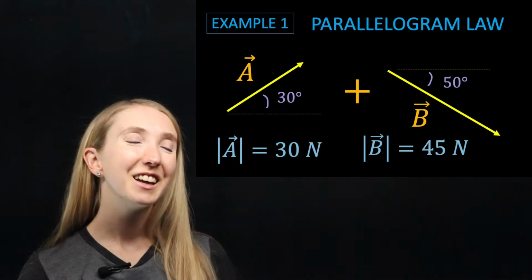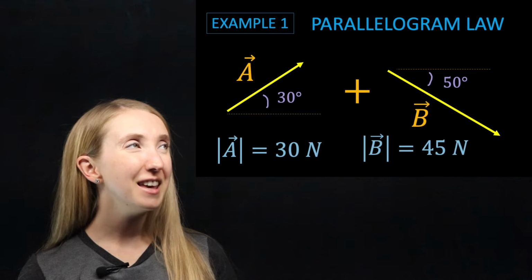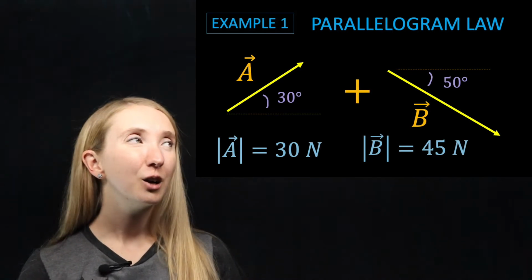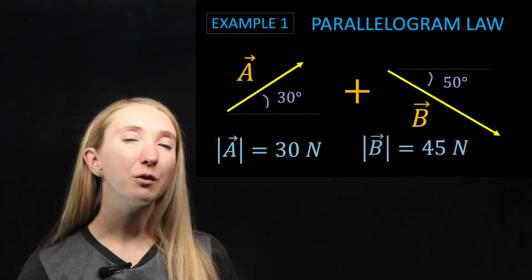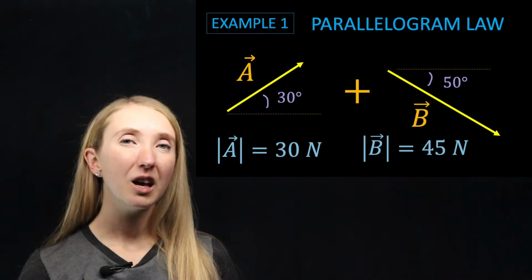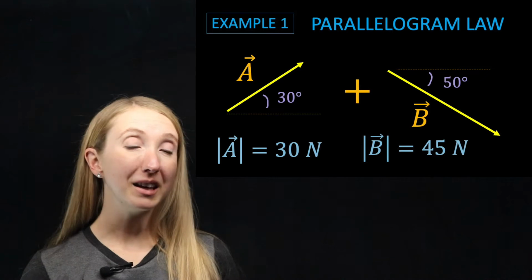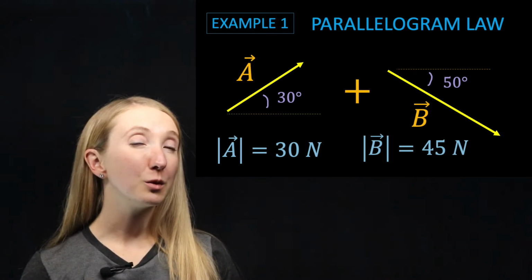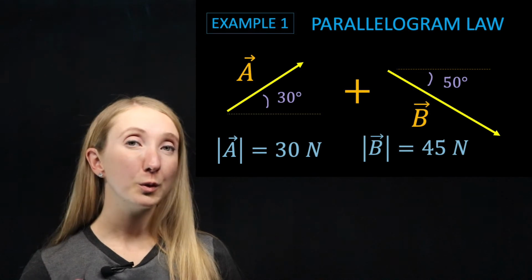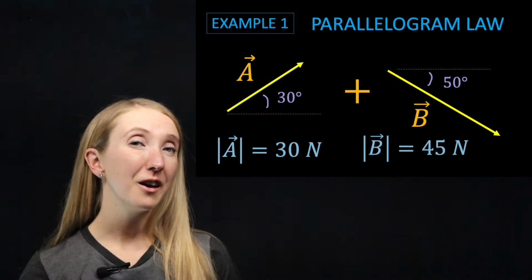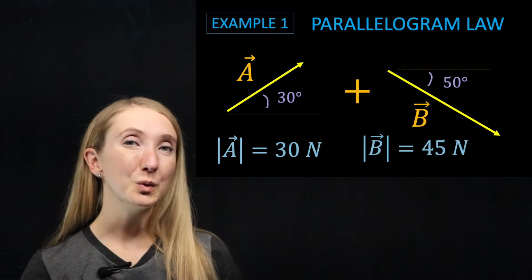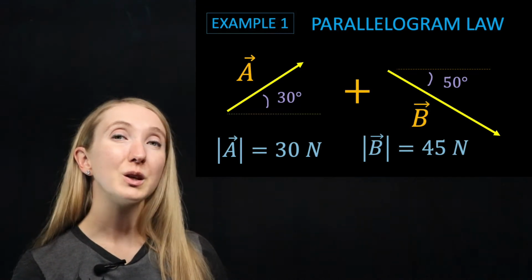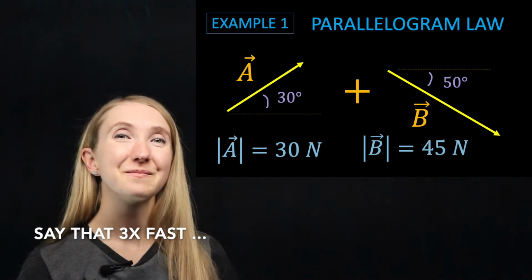Now for the fun. We want to add vector A to vector B to get a resultant force. A resultant force means that if we were to push on an object with force A and force B, it would be the same as pushing on that object with the resultant force. Force A and B together are equivalent to the resultant force. We're going to solve this problem using the Parallelogram Law.